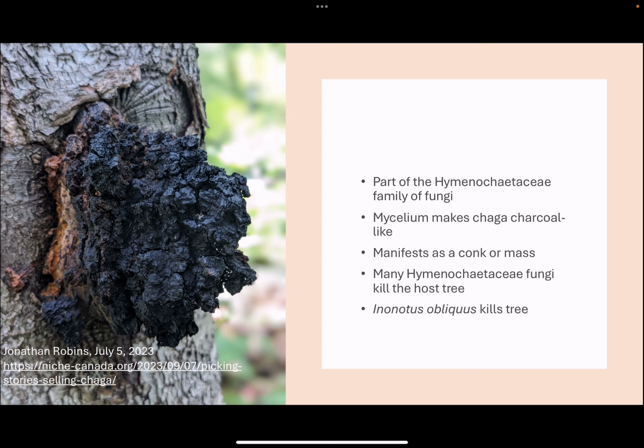One of the most characterizing features of fungi within the Hymenochaetaceae family is that many of them kill the trees that they infect. So chaga is one of these, and it does this by infecting the tree through wounds, and it'll establish its spores in the heartwood of the tree and will eventually decay and decompose it and then eventually kill it.